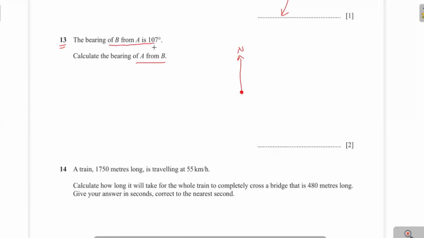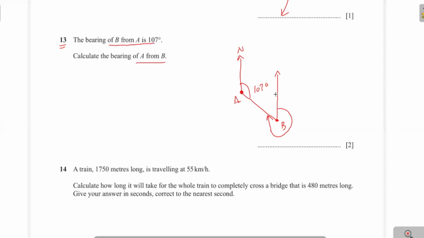The bearing of B from A is the angle in the clockwise direction from the north at A to the point B. Therefore, this angle is 107 degrees. This point is A, this is B. Now we have to calculate the bearing of A from B. Therefore, we will mark the north at B. We have to calculate the angle from the north at B to A. This angle will be the bearing of A from B.